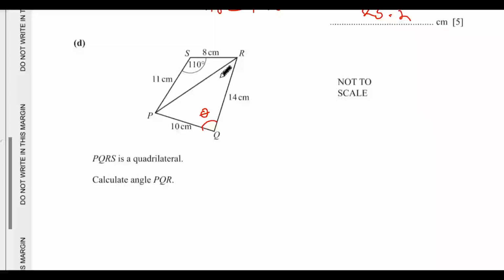As I usually say, you don't need to write the formula. If you know what is happening around the formula, you can easily write this. Since I want to find PR, it will be PR squared. Just follow this pattern. PR squared equals the sum of the squares on the other two sides, that will be 11 squared plus 8 squared, minus 2 times the product of the two, 11 and 8, then multiply by cos of the angle opposite to this side, that is cos 110.